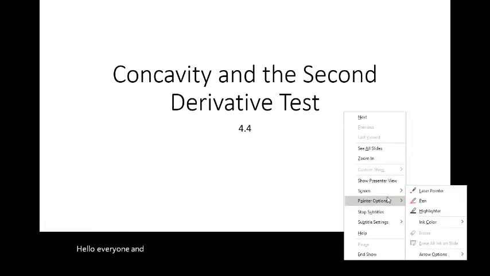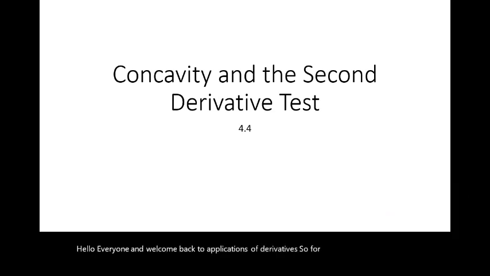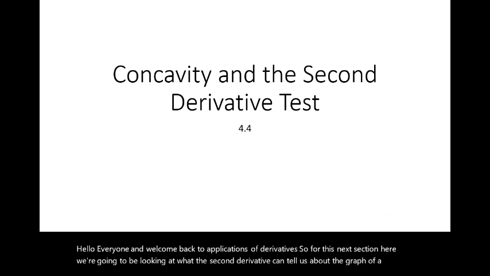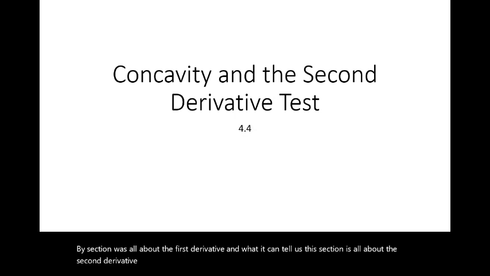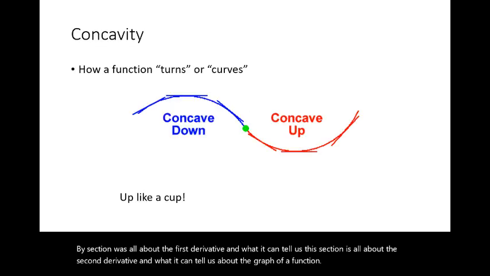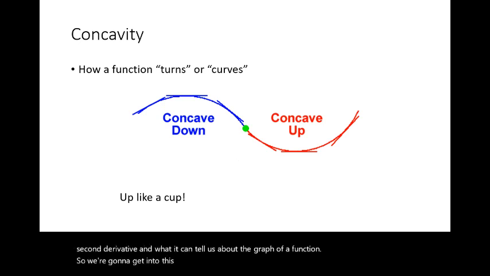So for this next section here, we're going to be looking at what the second derivative can tell us about the graph of a function. Last section was all about the first derivative and what it can tell us. This section is all about the second derivative and what it can tell us about the graph of a function. So we're going to get into this concept called concavity.